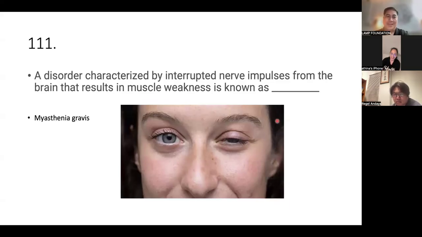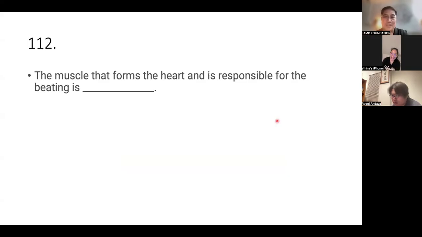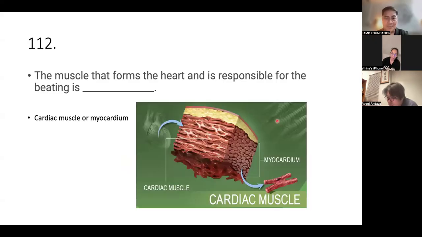Okay. The muscle that forms the heart and is responsible for the beating is the cardiac muscle, or the myocardium. Myo is muscle. It just sounds nice, myocardium.